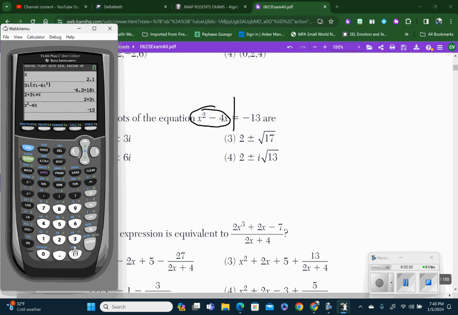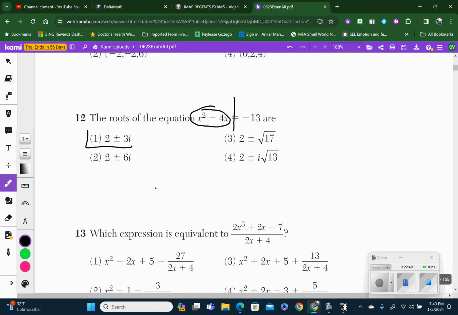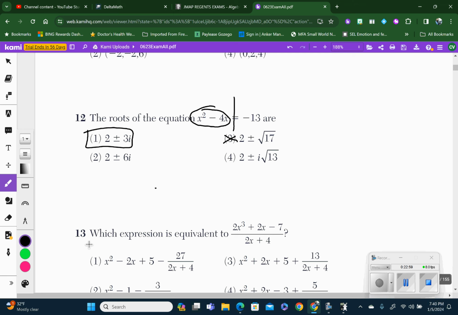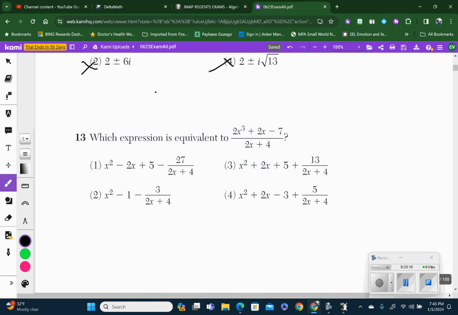If I were to plug in anything else, like if I were to go up here, and instead of 2 plus 3i, you see how answer choice number 2 is 2 plus 6i. If I go over here and change that 3i to a 6i and hit enter, and then go up and grab that x squared minus 4x, it should not give me negative 13. There you go, right? If I do the same thing with this one right here, 2 plus radical 17, I store that in for x and plug this answer in, I will not get negative 13. And if I do the last one, that will also not work, okay?